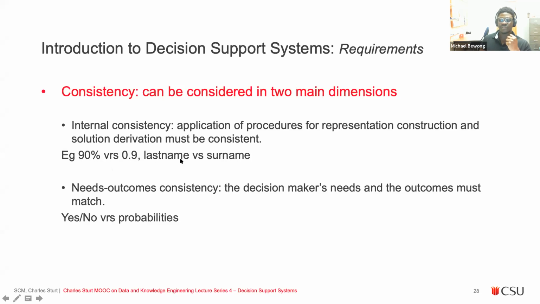When we talk about consistency, we're also talking about data consistency. So in one data set, you don't want to use last name, and then another data set you use surname. So that does not give internal consistency. Now, when we talk about needs outcome consistency, then we are saying that we want your outcome to match what the user is expecting. So if the user is expecting a yes or no answer, then you don't want to design a decision support system that gives probabilities, because that might not be useful to that user.